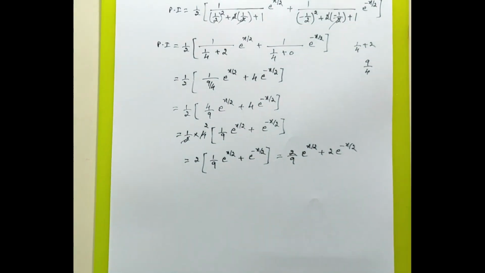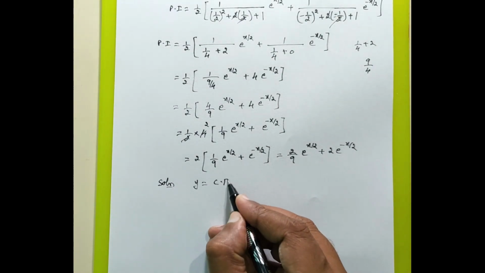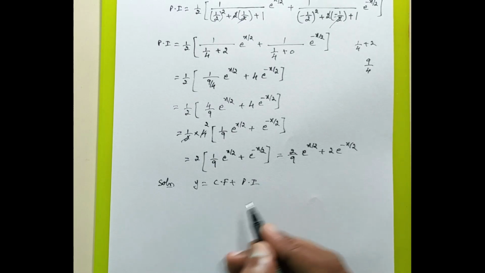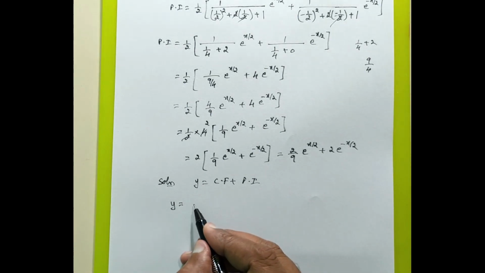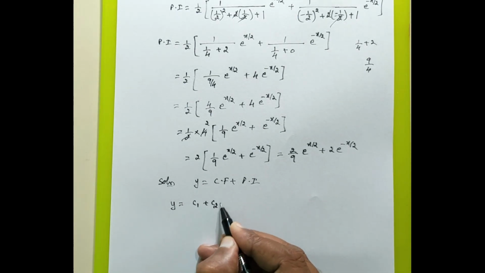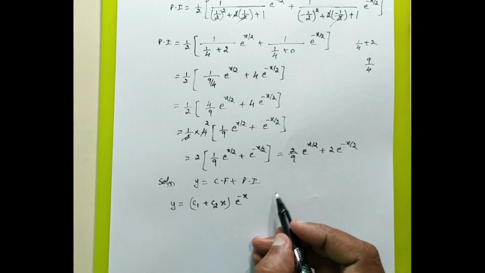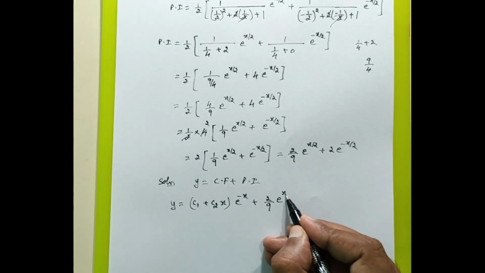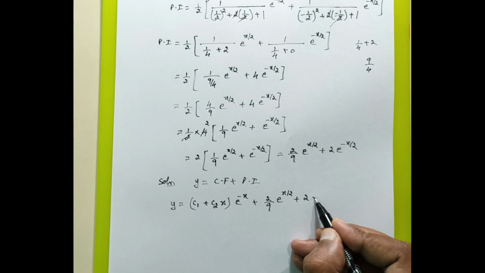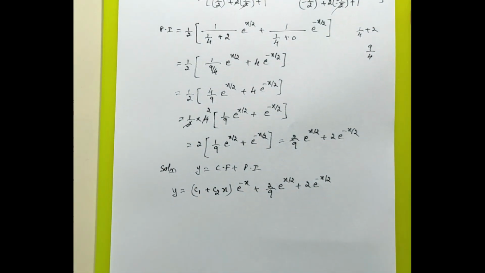So now you can write down the solution, y, to be equal to the complementary function plus the particular integral. So y is equal to the complementary function that you have got, which is (c1 plus c2 x) into e power of minus x, and this is your particular integral, 2 by 9 e power of x by 2 plus 2 times e power of minus x by 2. So that's the required solution.